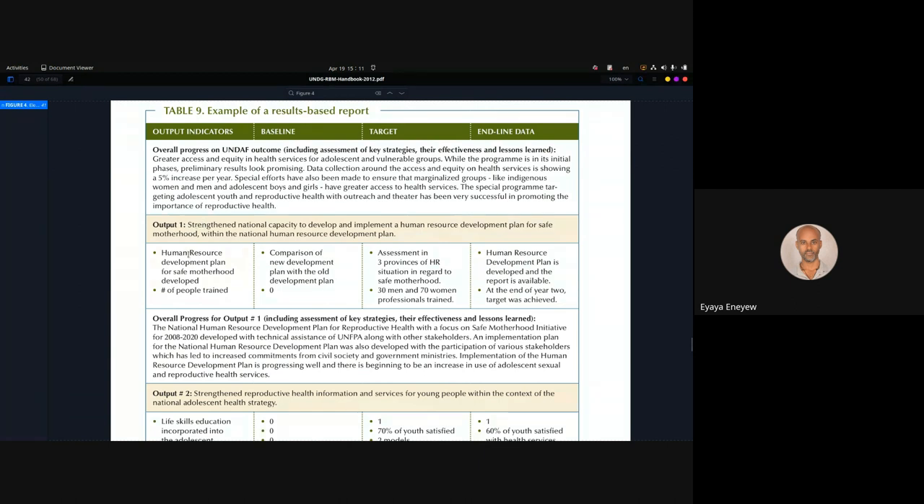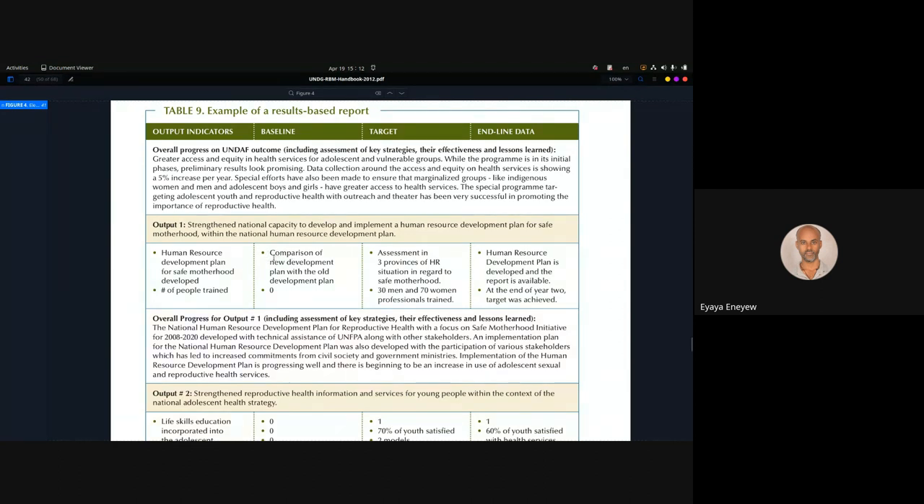And for those, in this case, we have two PIs or performance indicators. The first one is a human resource development plan for safe motherhood development. And the second one is number of people trained. So these are the indicators basically, right? Number of people trained, that's one indicator. And the second indicator, this one looks qualitative, but this one is quantitative. So when you measure something, it will fall either qualitative or quantitative. But all our matrices will be numeric.